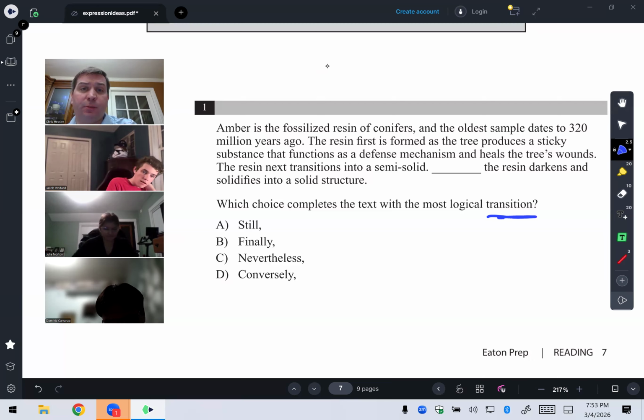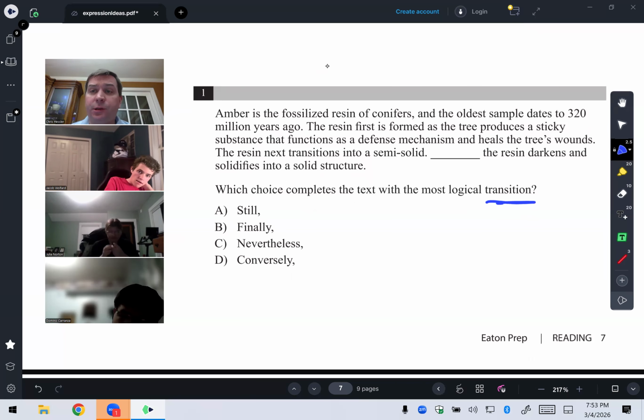Amber is the fossilized resin of conifers, and the oldest sample dates to 320 million years ago. The resin first is formed as the tree produces a sticky substance that functions as a defense mechanism and heals the tree's wounds. The resin next transitions into a semi-solid. Blank, the resin darkens and solidifies into a solid structure.